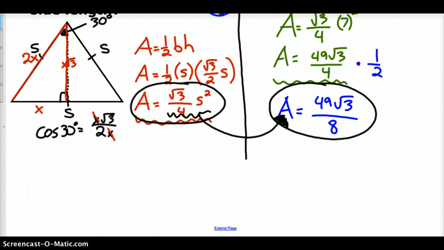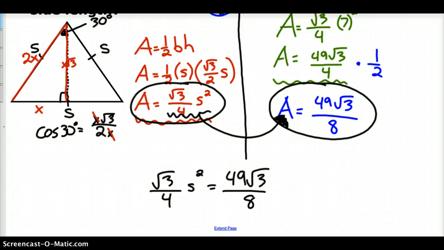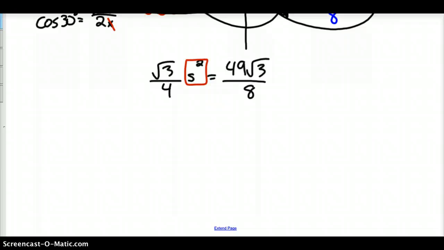Okay, and so I'll rewrite this. I'm just going to say now that radical 3 over 4 times the side length squared is going to be equal to 49 times radical 3 over 8. Okay, and now I'm trying to isolate s squared. That's what I want to get by itself, right? I want to get this part alone. Okay, so I need to multiply by the reciprocal on both sides here. If I multiply both sides by the reciprocal, I'll multiply both sides by 4 over radical 3, right? So I'll multiply this by 4 over radical 3.